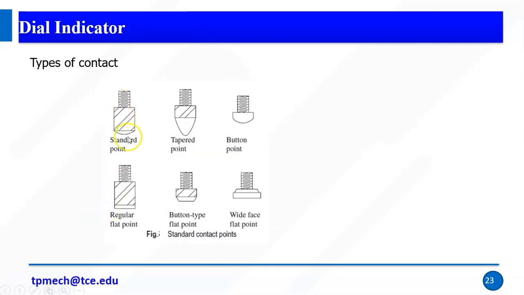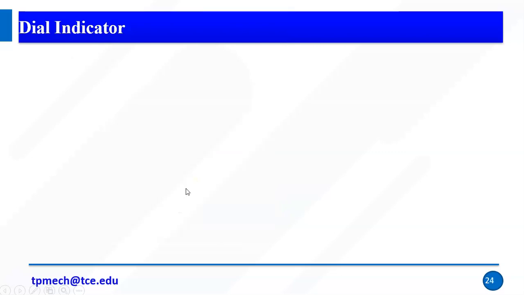Right, so these are the types of contacts: standard point, tapered point, button point, regular flat, button type flat, wide face flat. These are the others. Again, we have a variety of types.